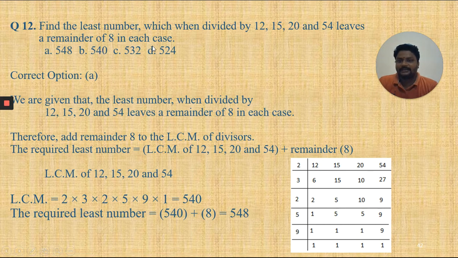remainder of 8 in each case. Going through the options, we are given that the least number, when divided by 12, 15, 20 and 54, leaves a remainder of 8 in each case. Therefore, add the remainder to the LCM of the divisors. So the required least number is equal to the LCM of 12, 15, 20, 54. Using the division method, we get 2 into 3 into 2 into 5 into 9 into 1, which is equal to 540. 540 plus the remainder value 8 is equal to 548. Answer A is correct, 548.